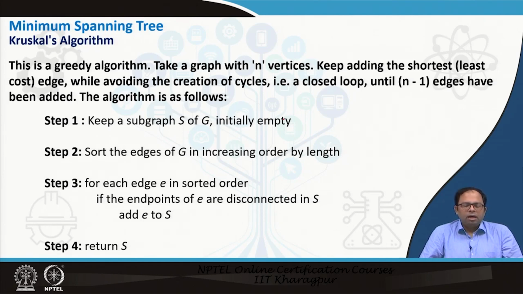So, the steps are we take a subgraph S of G which is initially empty, there are no links in the subgraph S, and then we sort all the edges of G in increasing order by length. Then we choose the shortest edge, and for each edge E in the sorted order, if the endpoints of E are disconnected in S, add E to S. So, as long as they are disconnected, we will keep on adding the shortest edges, and then finally we return S.